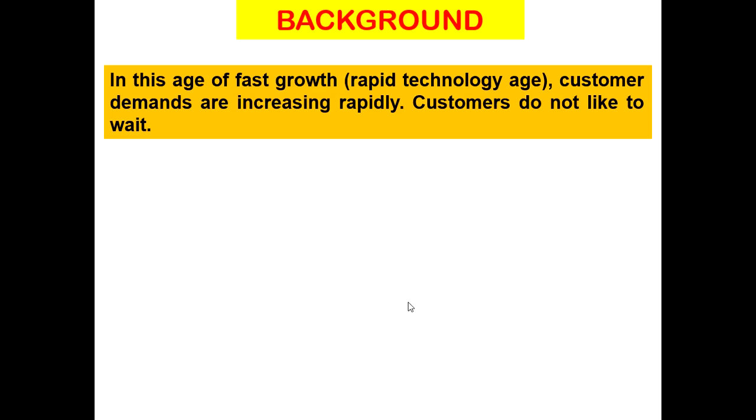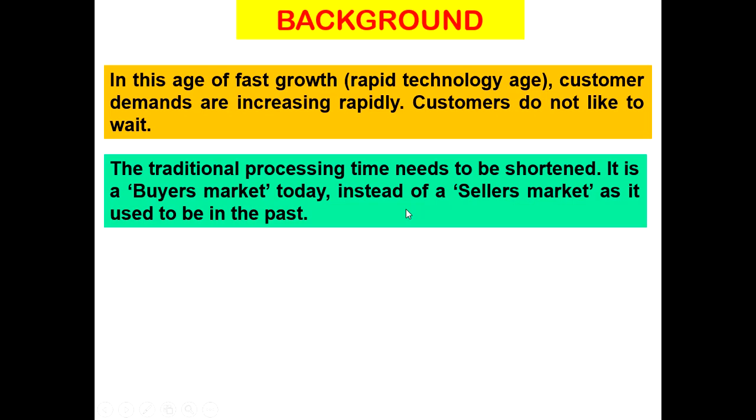So in today's era, the customer demands are increasing very rapidly. Rather, we can say today's market is the buyer's market instead of the seller's market. If you see in 1990, whatever the company is manufacturing, the customer is buying that. So there is no alternative for the customer to buy from the market. So it was the seller's market in 1990.